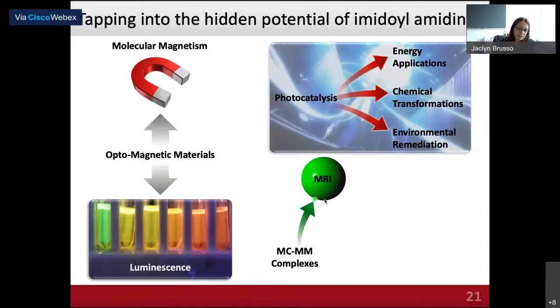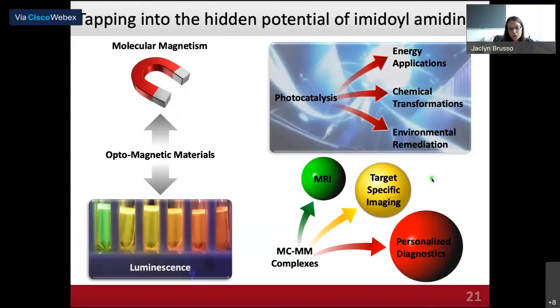And not only have they shown enhanced MRI contrast compared to gadolinium standard, they also are redox. The contrast is related to the redox environment, and so we can have target-specific imaging. And so the next step with this would be taking it from target-specific imaging to personalized diagnostics.